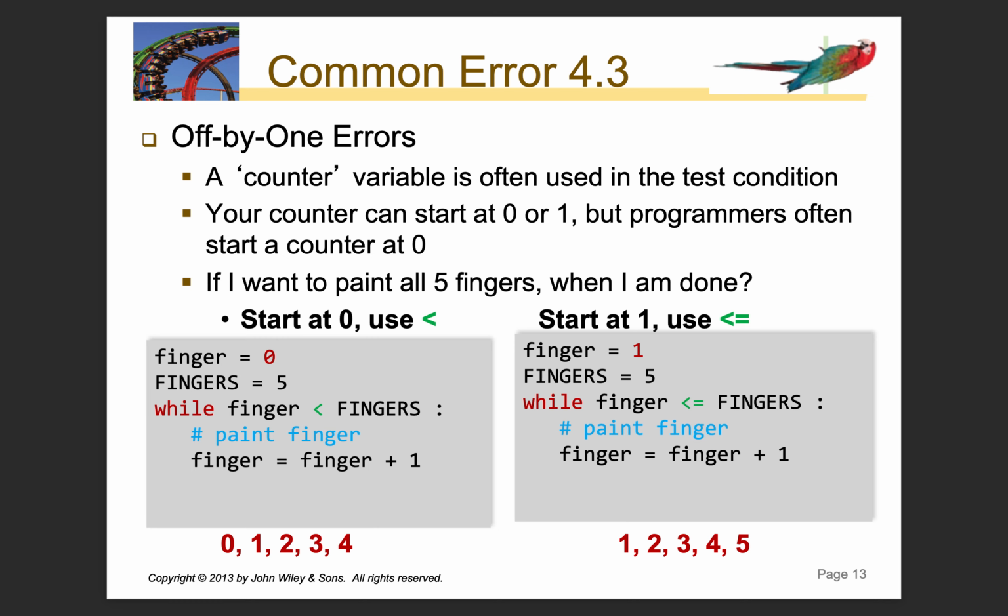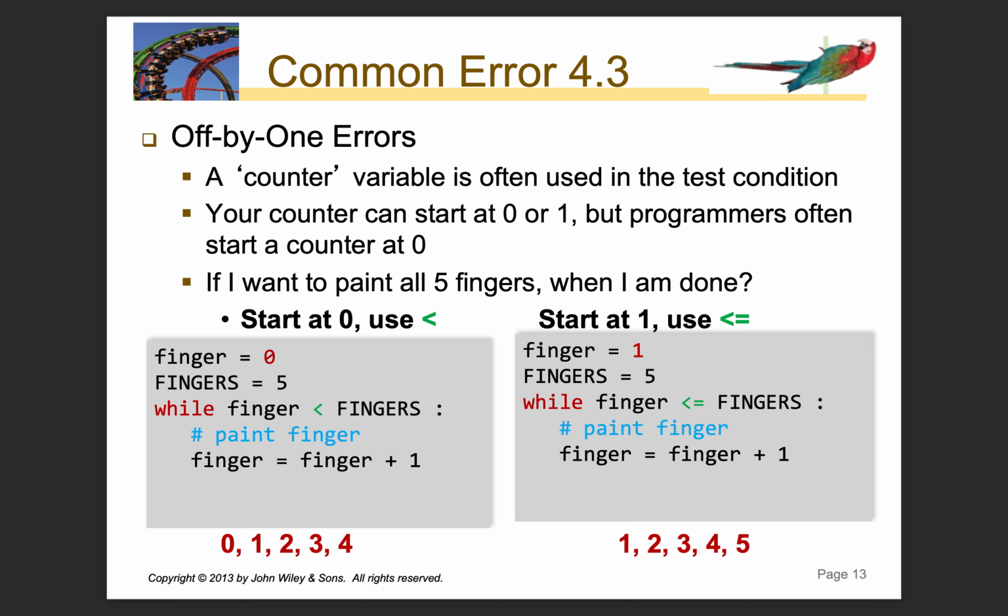Okay, so the final common error we're going to talk about is off-by-one errors. Off-by-one errors happen all the time, even with experienced programmers, because it turns out counting is actually quite hard. So probably more so than the previous two common errors, this is one that you're going to keep making mistakes with. I still make mistakes with it all the time.